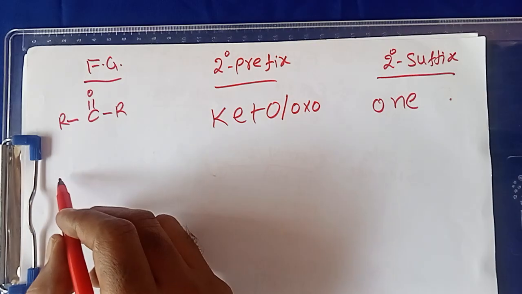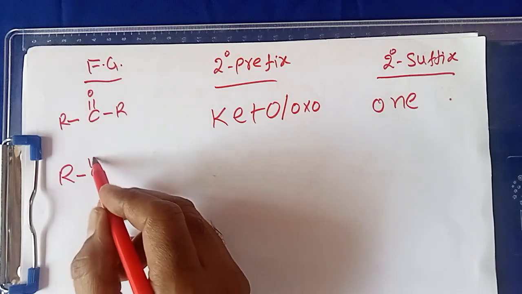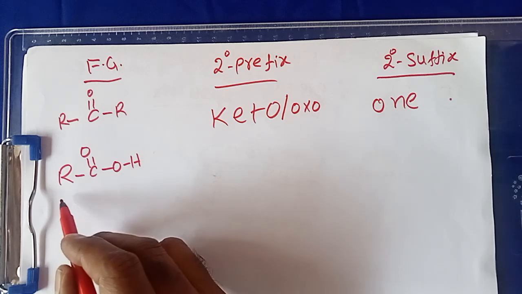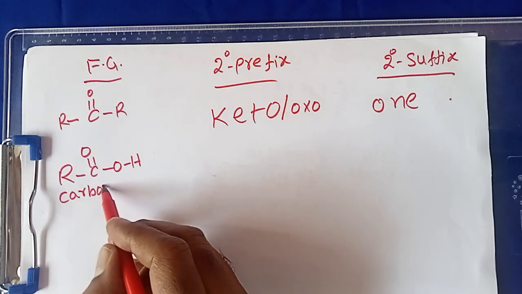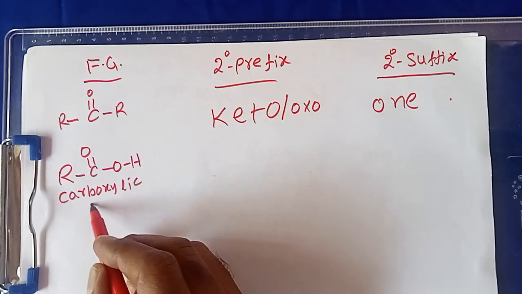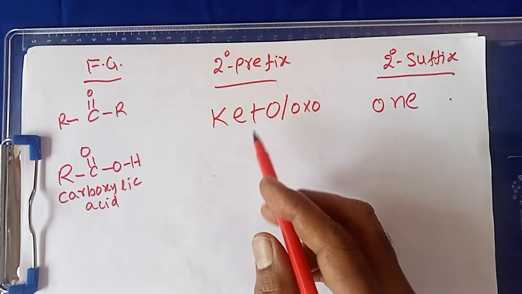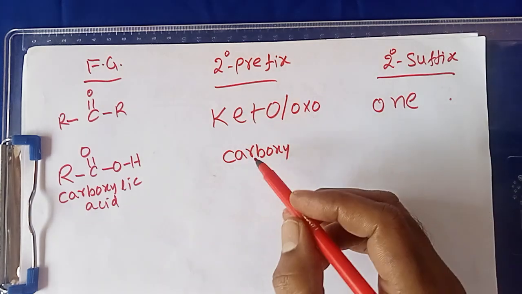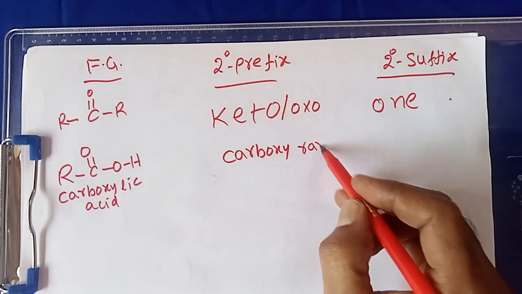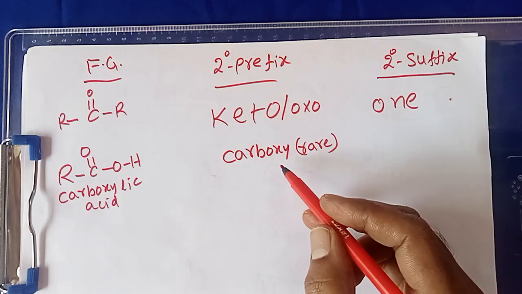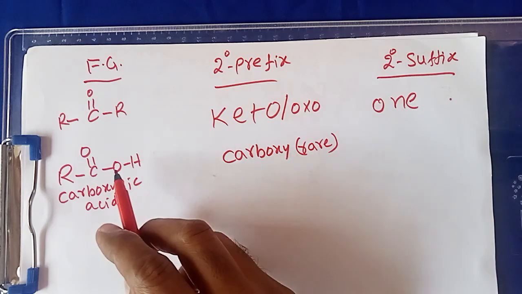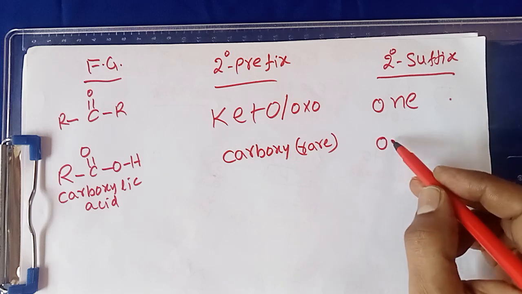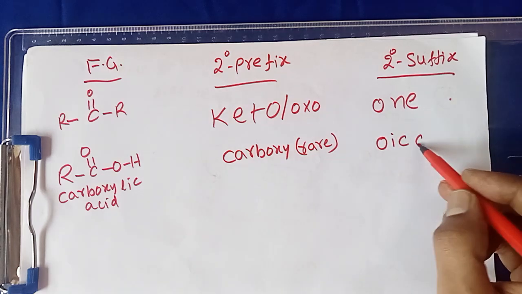Next functional group. R, C-O-O-H. Here, carboxylic acid. Carboxylic acid. So the secondary prefix is carboxy, rarely used, rare. Up to here very important. This is very rare. Generally it does not come in NEET and JEE, because COOH is the highest priority functional group. The secondary suffix is oic acid. This is most important. Oic acid.